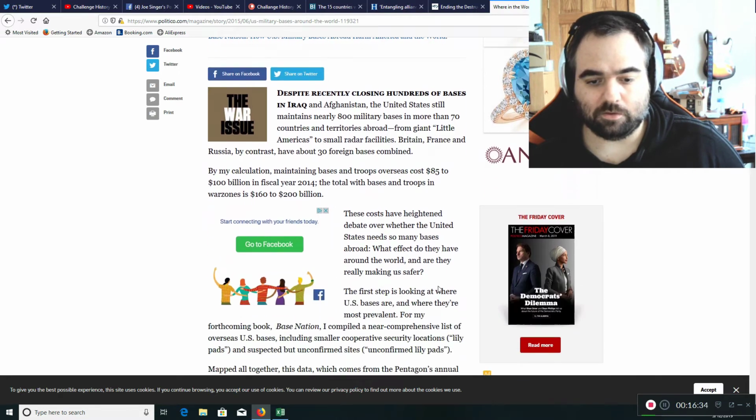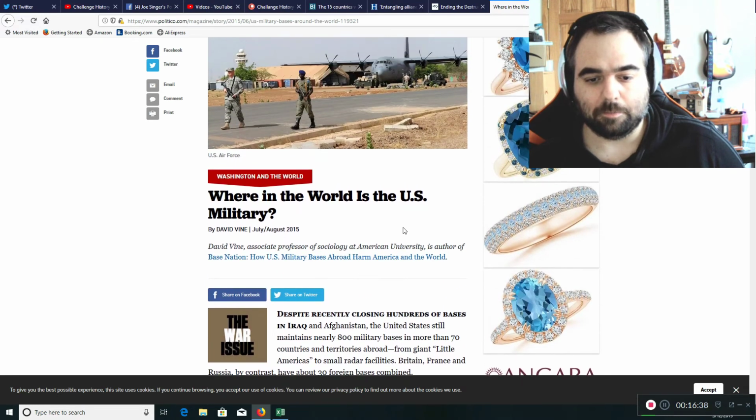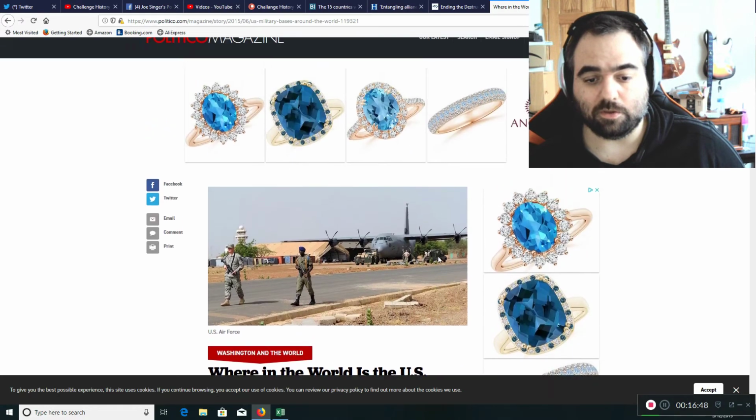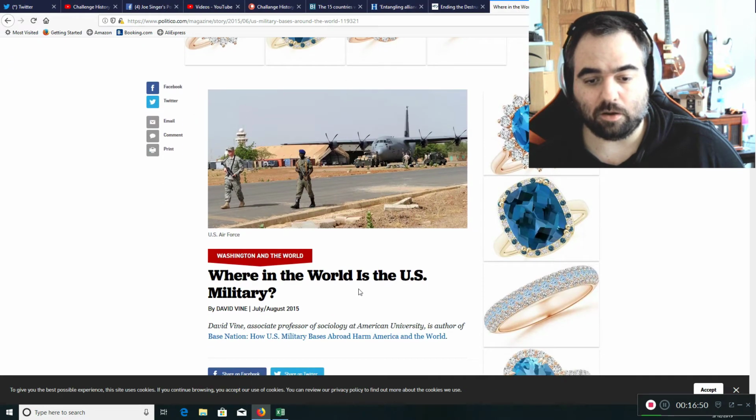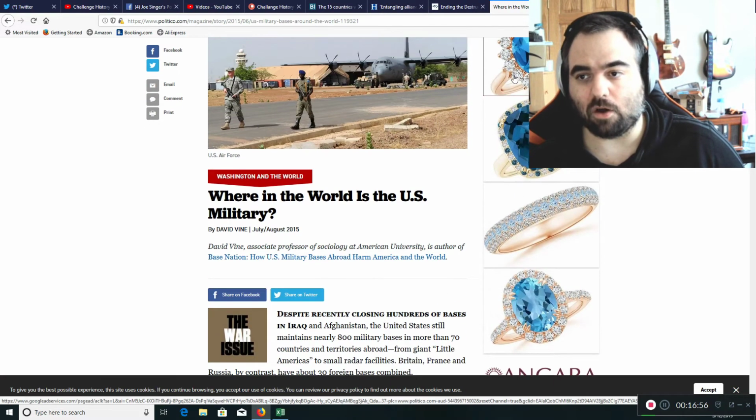And number one, it's a massive cost, as they note, and this was even including a lot of the closing of the bases in Iraq and Afghanistan. And we've known since this point that they've actually reopened a lot of those. So we know that's kind of gone right back up.